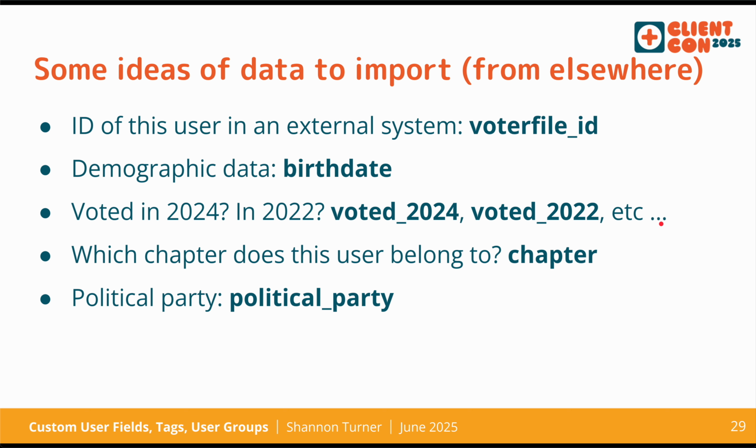So here's some ideas of custom user fields that you might already have in another system. These come from the voter file, but I'm sure you can think of some others as well. Here's the voter file ID, so you can link to an external system. Here's the user's birth date. Did they vote in 2024? Did they vote in the midterms? What chapter does the user belong to? What political party? And so on.